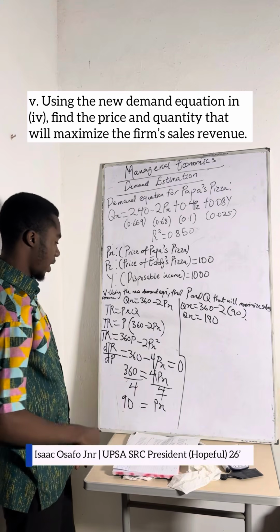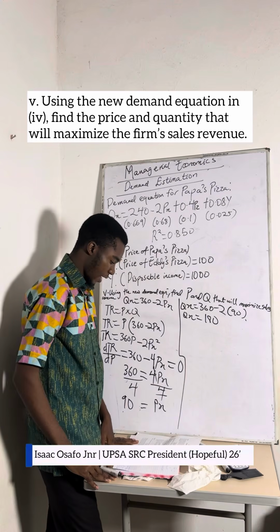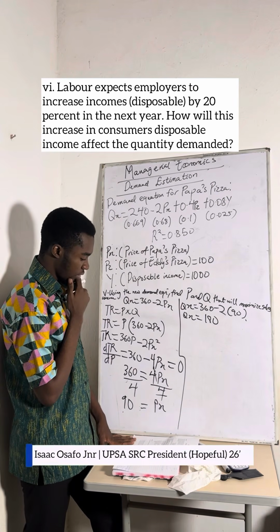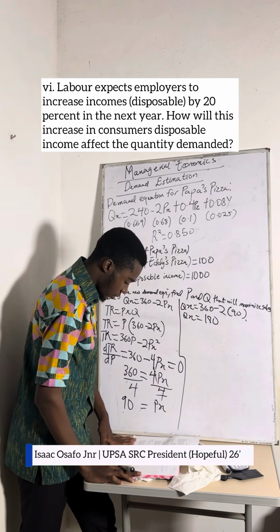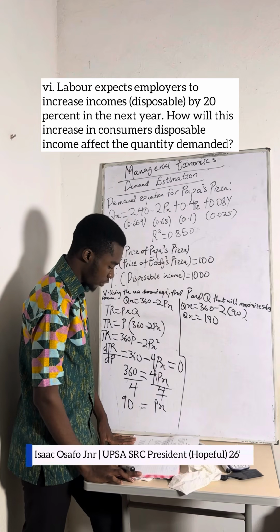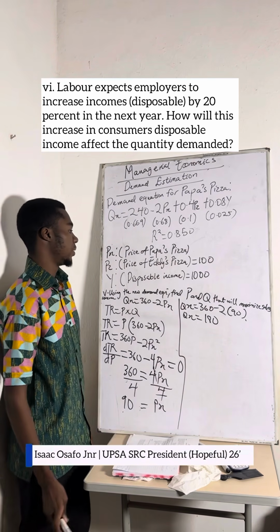Do you get it? All right. So we are done with part (v). Now let's move on to the last one, which is part (vi). Part (vi) says that labor expects employers to increase disposable income by 20% in the next year. How will this increase in consumers' disposable income affect the quantity demanded?